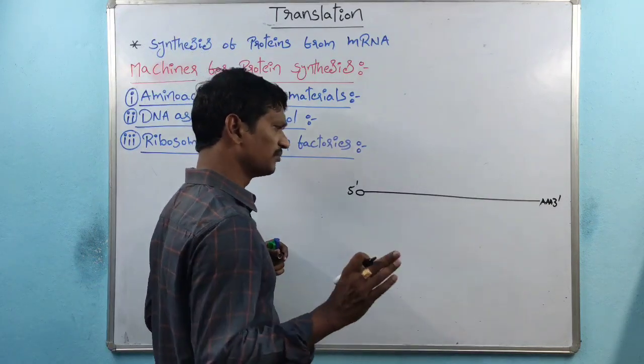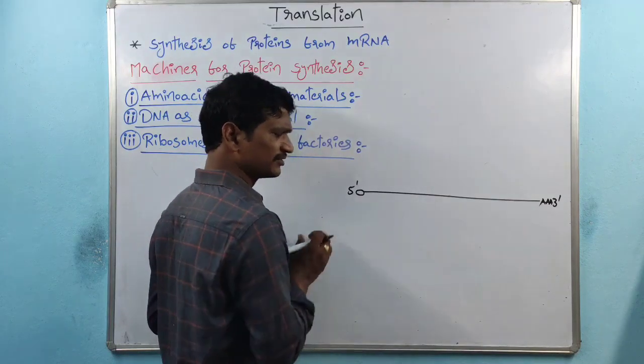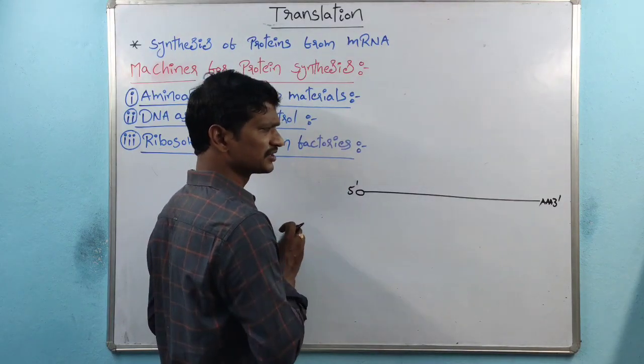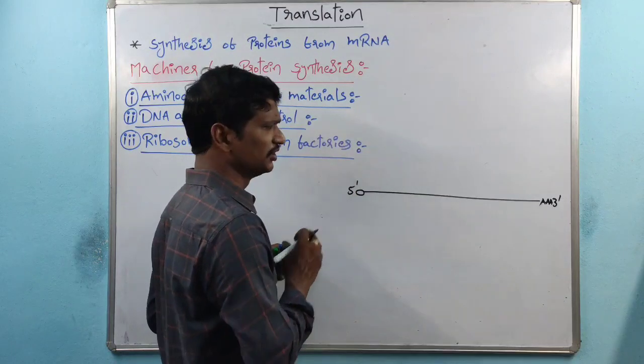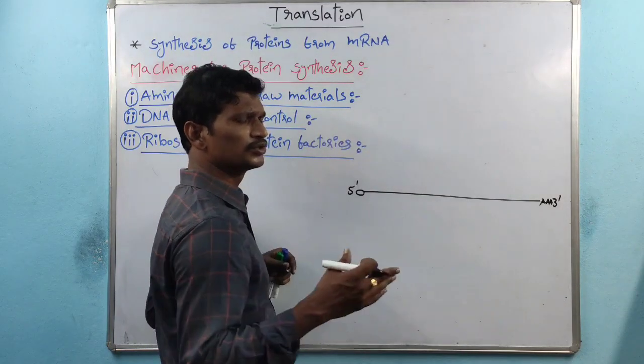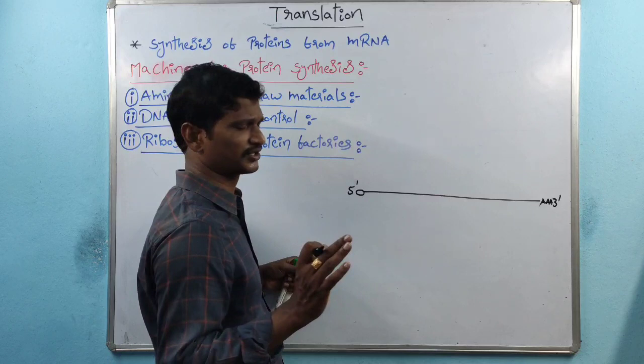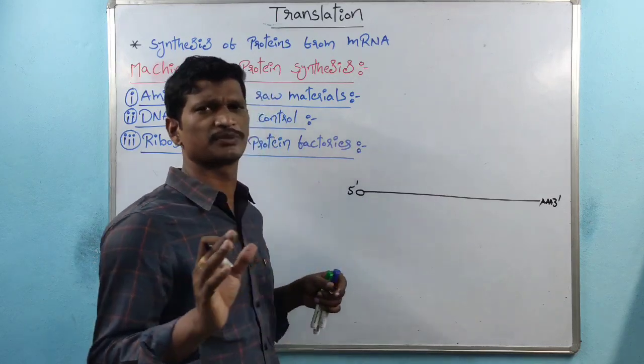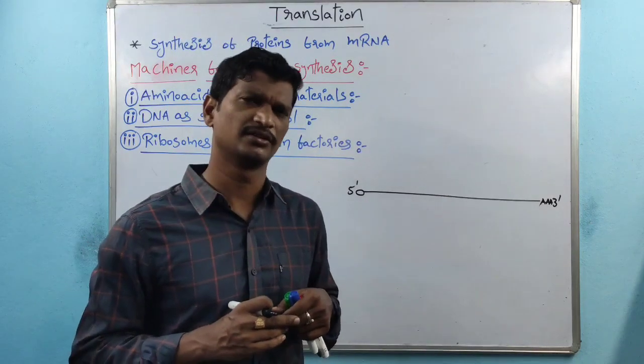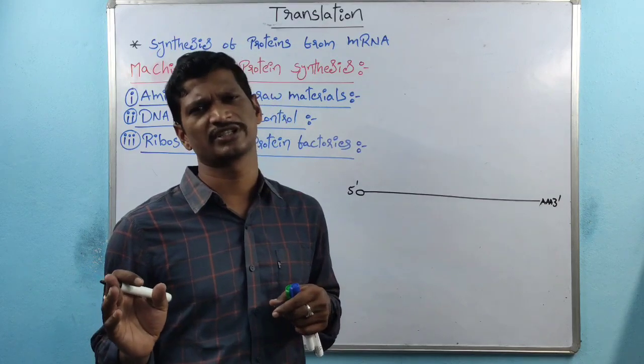So whatever the introns removal, the cap synthesis and the tail synthesis, all of these are included in post-transcriptional modifications. So post-transcriptional modifications are seen in eukaryotes.